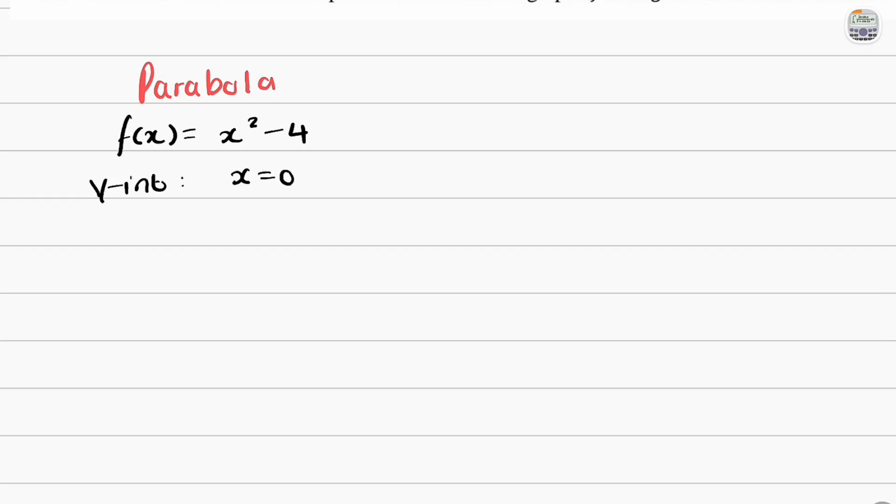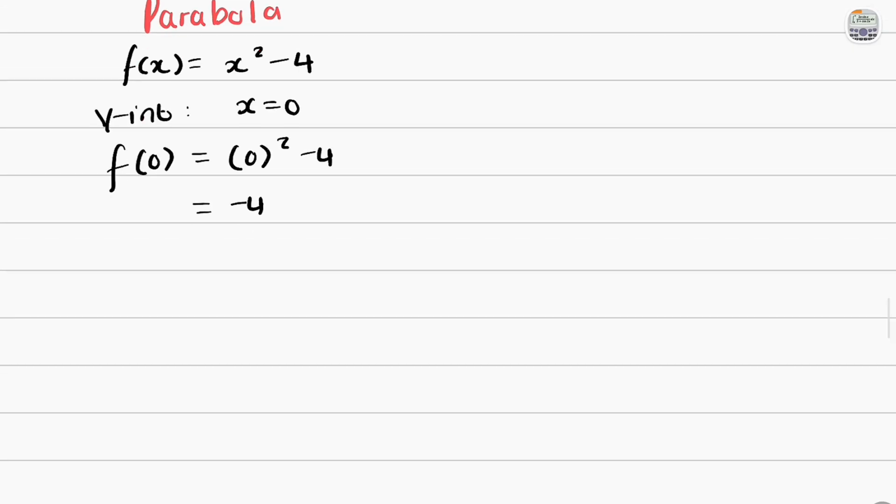You find this by making x equal to 0, because this is the point where x is equal to 0. So in place of x, we substitute 0. So that's 0 all squared minus 4, and that just gives you minus 4. So we can see that the y-intercept as a coordinate, its x value is 0, and its y value is -4.